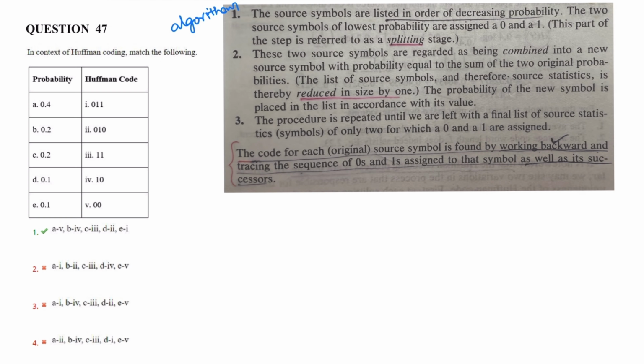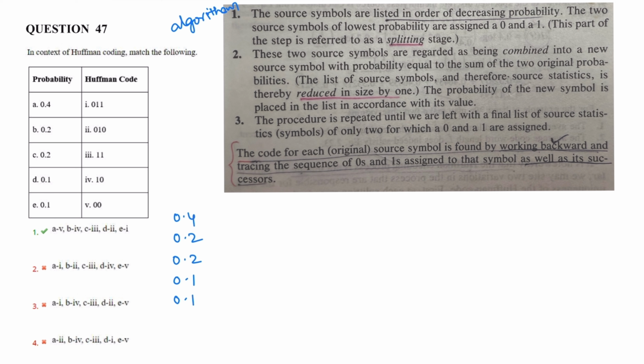Let us see the algorithm for Huffman coding. The source symbols are listed in decreasing order of probability. Given the source symbols, they have to be written in decreasing order of probability. So that is 0.4, 0.2, 0.2, 0.1 and 0.1. First step is done. Next step. The two source symbols are regarded as being combined into a new source symbol with the probability equal to the sum of the two original probabilities. The probability of the new symbol is placed in the list in accordance with its value.